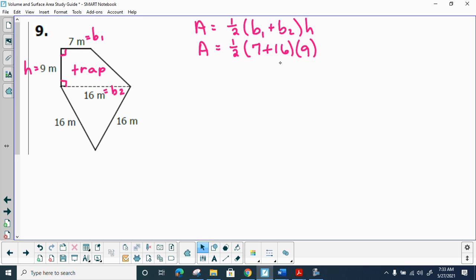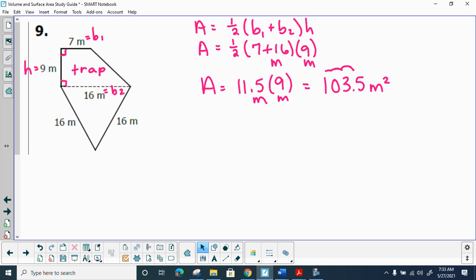All of that was in meters. All right, so 7 plus 16, that gives us 23. Divided by 2 is 11.5 or 11 and a half. Both of those are meters. So the area of that trapezoid is 103.5 square meters. I'm going to bubble that so I don't forget about it, because I need to add that with the area of our triangle. I'm just going to erase this stuff I had for the trapezoid right now and just ignore it.